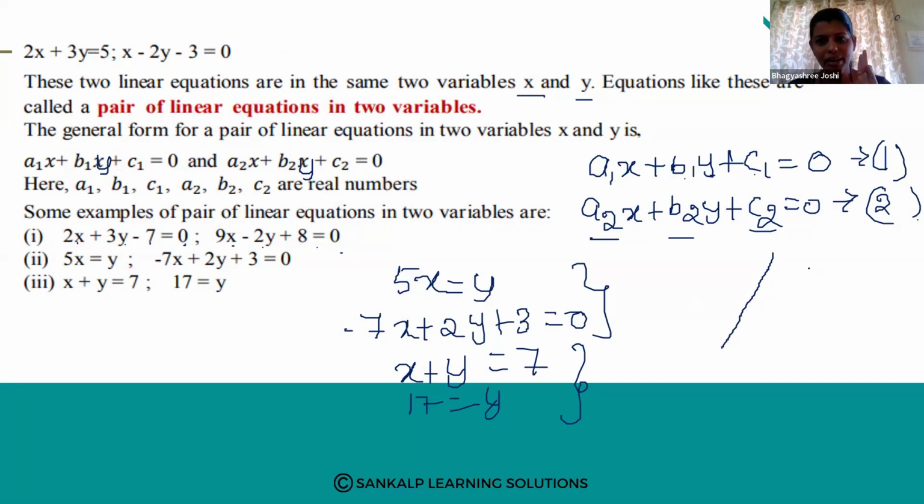Next, here we considered a pair and we will have two solutions, that is one for x and one for y. That means if we plot a graph for a pair of linear equations in two variables, then we will have two straight lines. If you plot a graph for a pair of linear equations, three possibilities can happen.